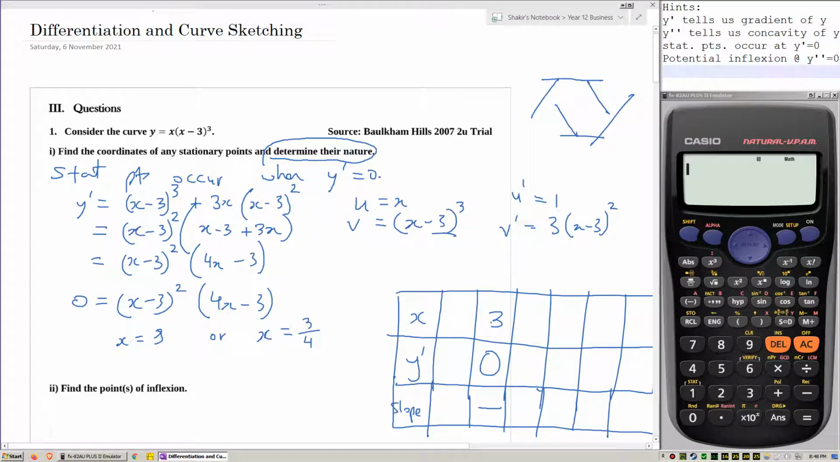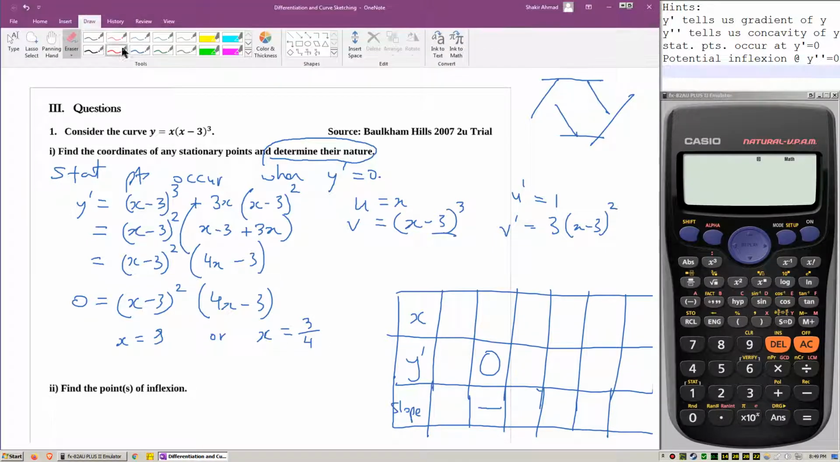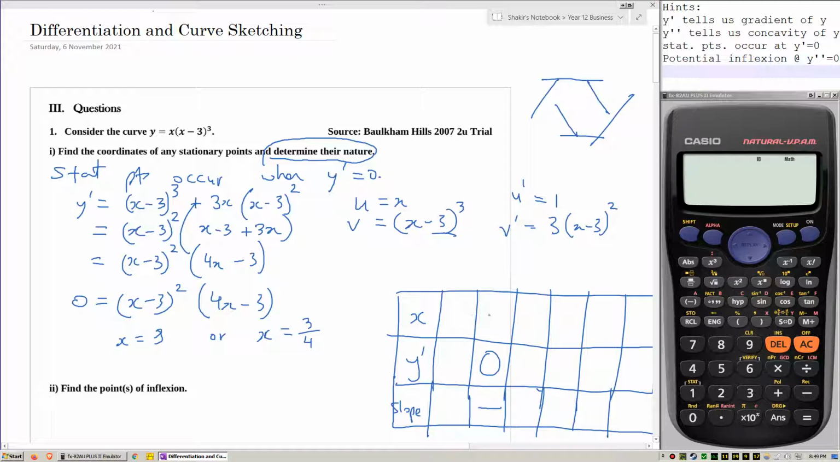We're going to check a bit to the left of 3, so let's say 2.9, and a bit to the right of 3. And look, I've made a small mistake in writing numbers in. 3 over 4 is smaller than 3, so for the sake of this, 3 over 4, which is 0.75, and then over here I will write, let's say, 3. Okay, now in between 3 and 3 over 4, let's write 1. And up to the left of 3/4 is 0. So we're going to check the gradient at 0, at 1. And a bit to the right of 3, let's check 4, say.